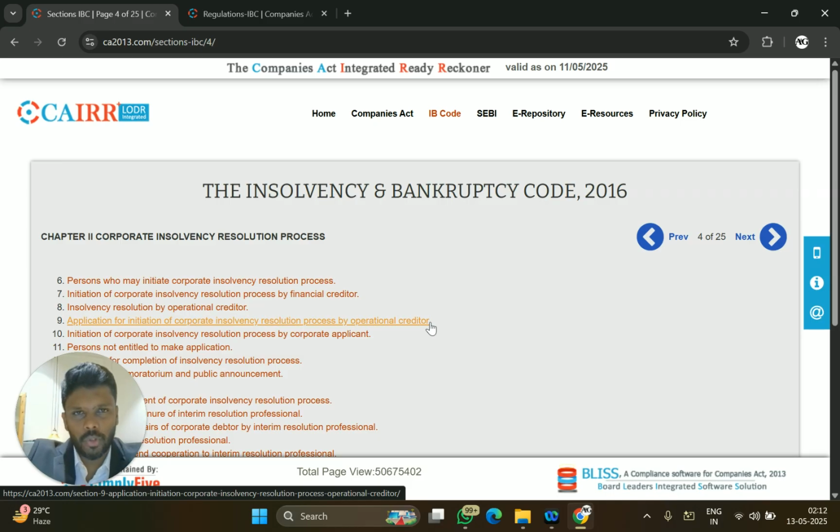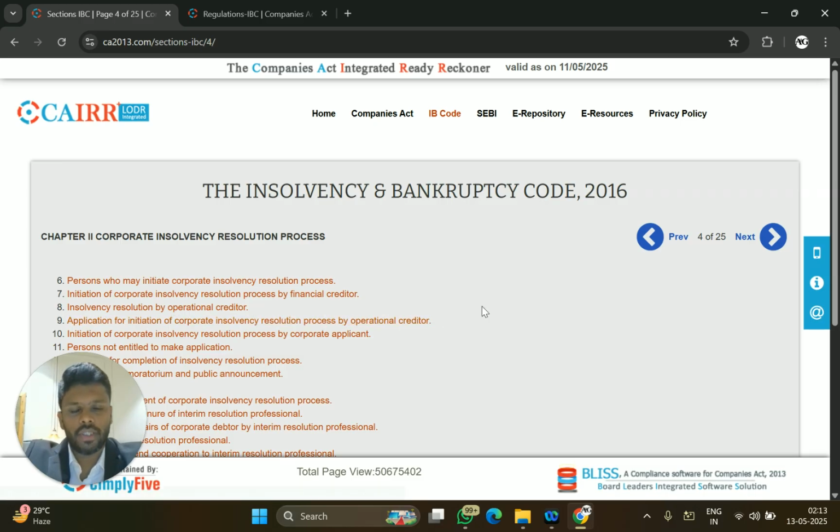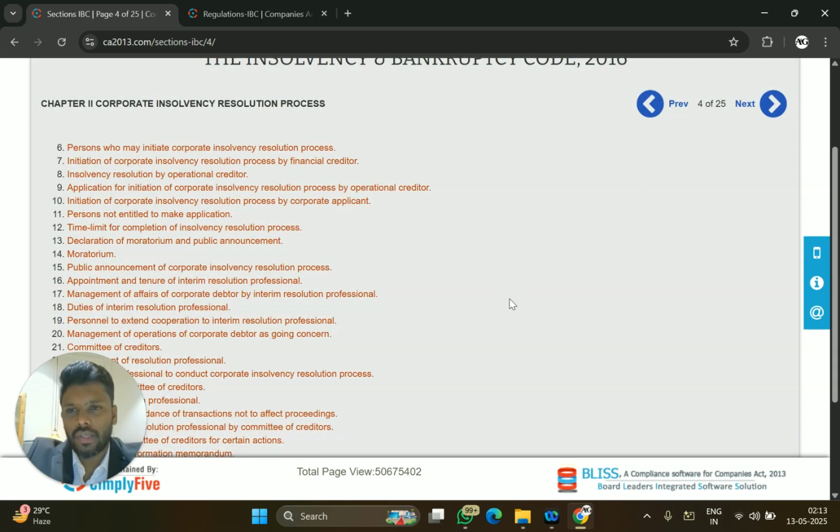First, when an RP is appointed, he has to give a public announcement and invite claims of the creditors. Once he gives the public announcement and invites claims, the creditors will have to submit their claims to the RP, and the RP will then, after considering the claims, either accept or reject the claim. After collation of the claims, he will constitute a committee of creditors.